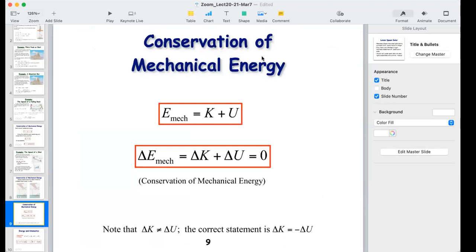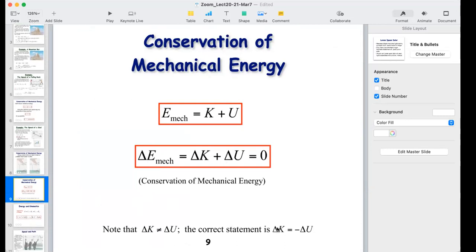Again, the conservation of mechanical energy: E is the sum of the kinetic plus potential energy, and delta E, the change in energy, is equal to 0. So it doesn't change. And delta K, of course, is equal to minus delta U. So the change in the kinetic energy needs to be opposite, but the same magnitude, as the change in the potential energy.